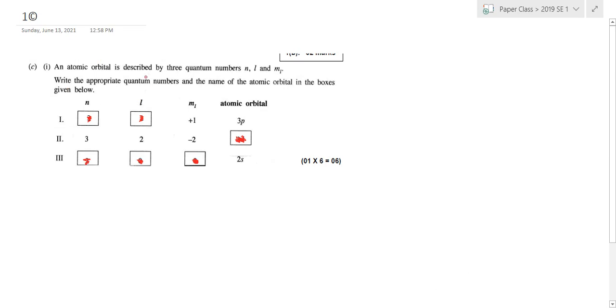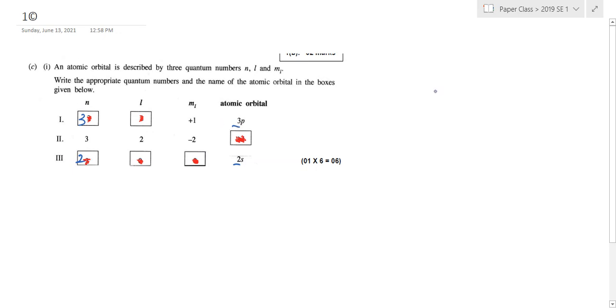An atomic orbital is described by 3 quantum numbers n, l, ml. Write the appropriate quantum numbers and the name of the atomic orbital in the boxes. In here, plus 1, this is 3p. It means the n should definitely be 3. Here it is 3, and here it is 2. Right? 3p orbitals.